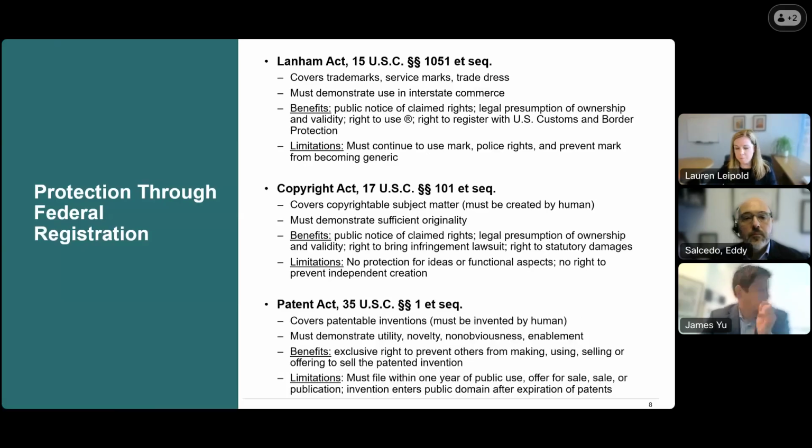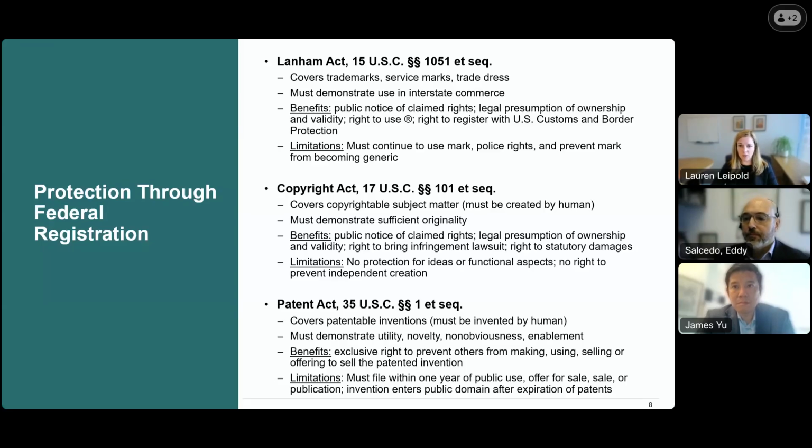So briefly, there are three main statutes that you can use to proactively register certain types of IP. The Lanham Act covers trademarks, service marks, and trade dress, as I mentioned. You have to actually be using a mark in commerce. You can file on an intent to use basis, but the trademark office is pretty strict about not letting companies just reserve rights in a mark you like. You have to actually have concrete business plans showing you are about to launch a product in order to get that registration. But when you do have the registration, you're putting people on public notice of your rights.